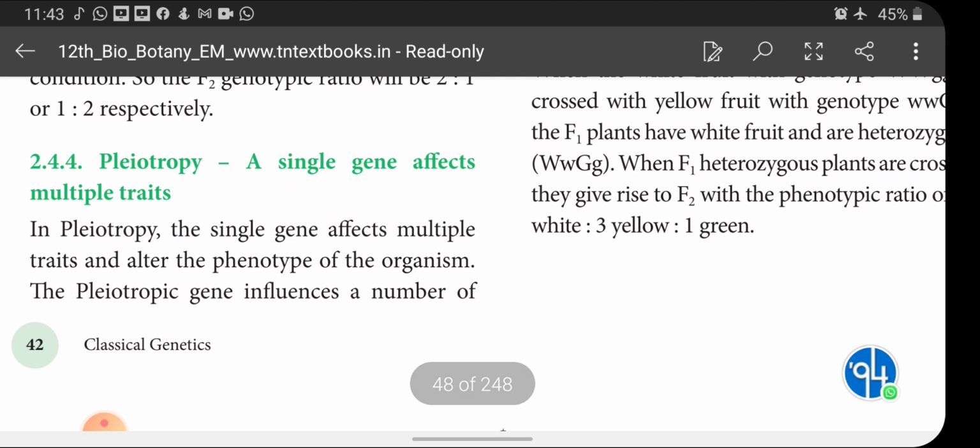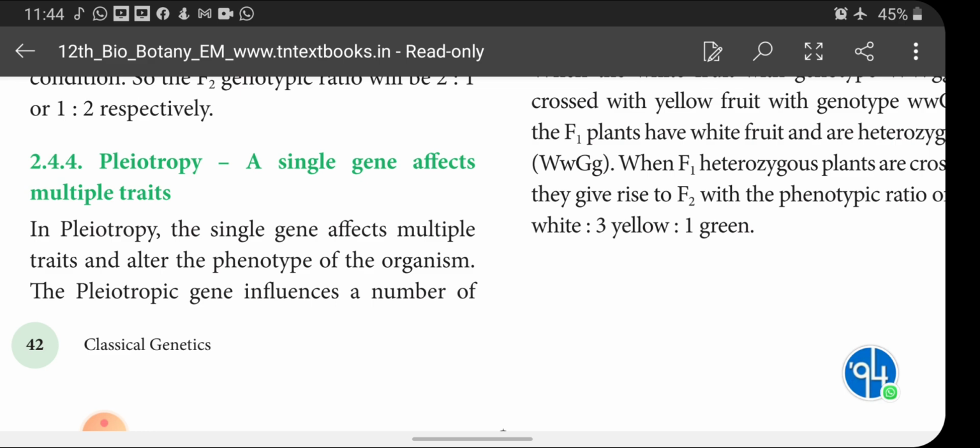Next, pleiotropy. A single gene affecting multiple traits is called pleiotropy, a 2-mark question, children. What does pleiotropy mean? As per Mendelian genetics, one gene controls one character, right? But here a single gene affects multiple traits. That is called what? Pleiotropy. In pleiotropy, the single gene affects multiple traits and alters the phenotype of the organism.